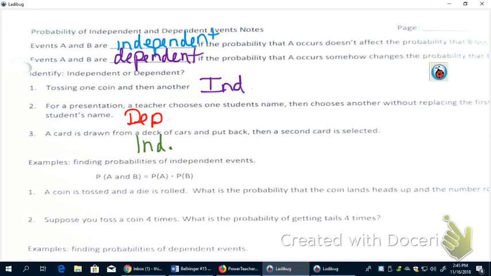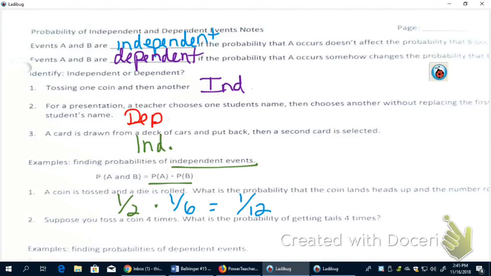Okay, so let's look at the probabilities. The next one says that if the events are independent, I'm going to multiply the two probabilities together to find their probability. So on the first one, you toss a coin and then you roll a die. We want to find the probability that the coin lands heads up and the number rolled is a 6. What's the probability that when I toss a coin I get a heads? A half. So I do 1/2. And then what's the probability that I get a 6 when I roll a die? 1/6. Okay, so you get 1/12, right?